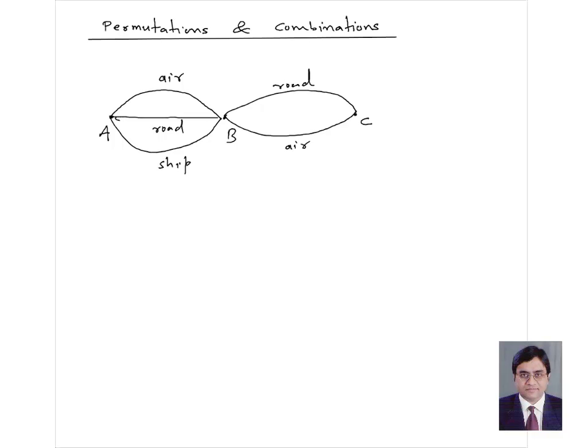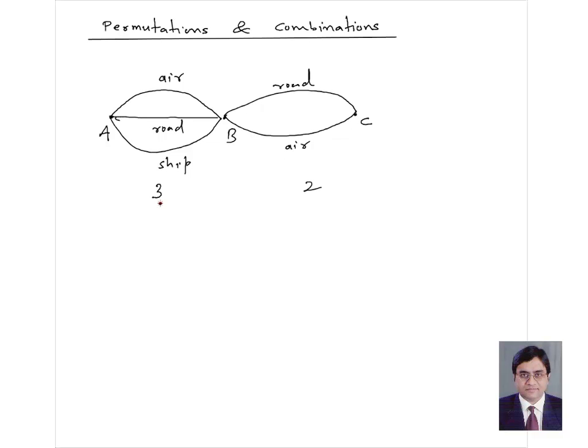Now, how many choices do you have to go to C? So you will say this is one choice, air-road combination, air-air, road-road, third, road-air, fourth, ship-road, 5, ship-air, 6. The same task of counting can be done in a much smarter way. This can be done in 3 ways. That can be done in 2 ways.